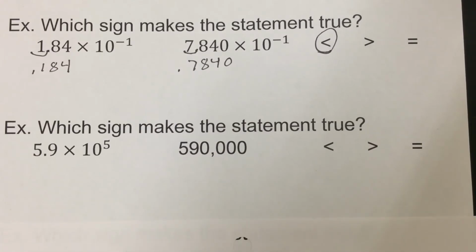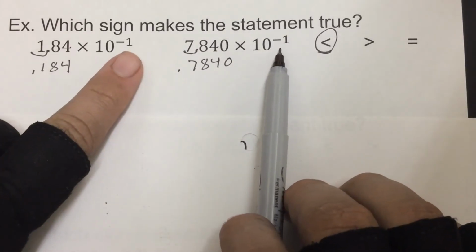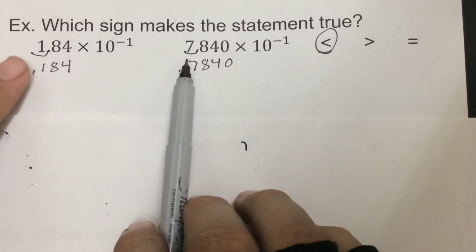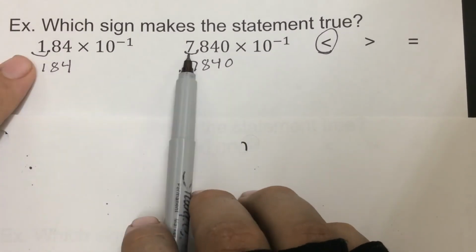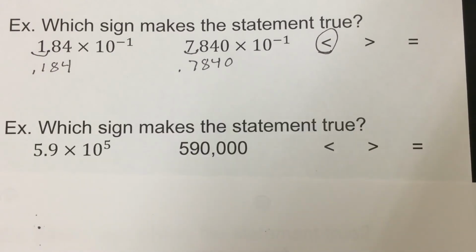So, which sign makes the statement true? Well, for 5.9 times 10 to the 5th, again, we want to make that so that they're the same. Now, if I go back one, we could have also looked at this as these are both to the negative first. So if we just look at this 1's digit, 1 is less than 7. That could work too. But it's a good habit to get them to be the same by expanding them out. That's how I like to do it, but you can do it however.